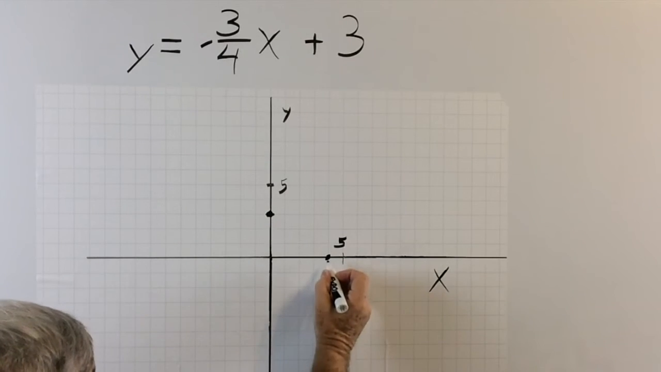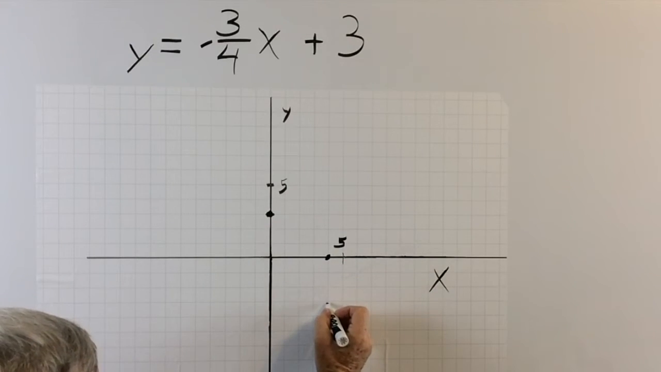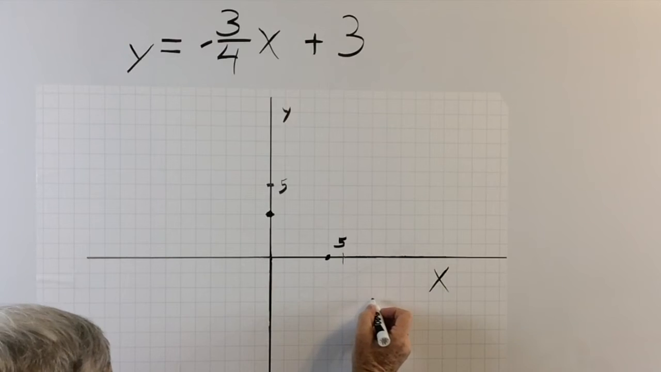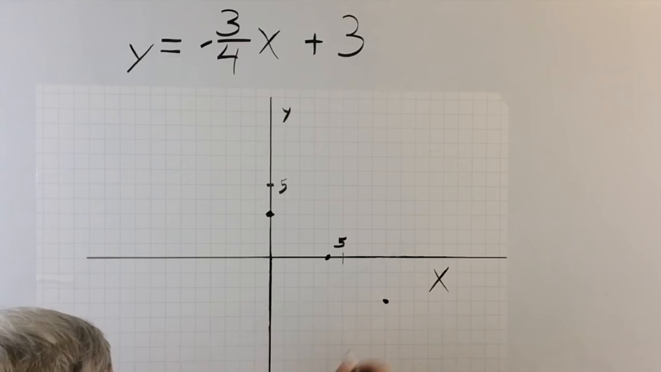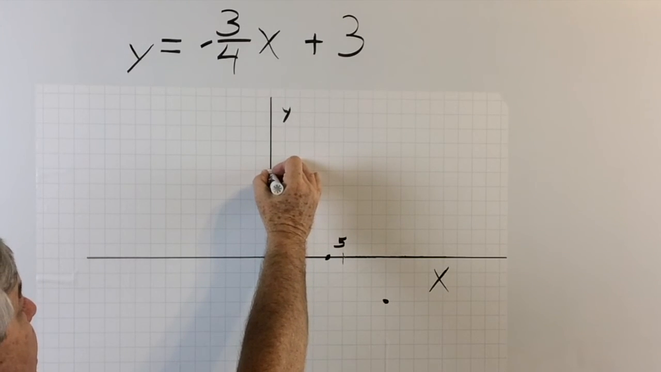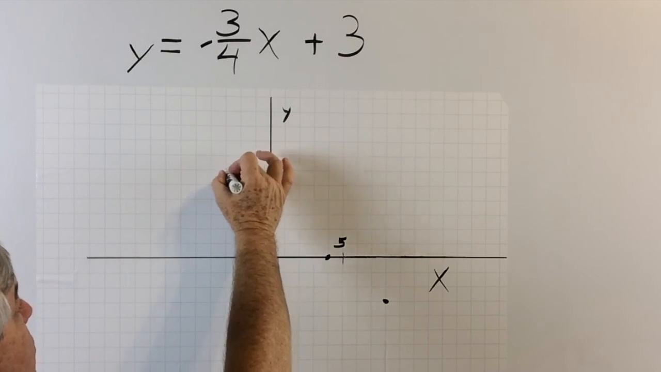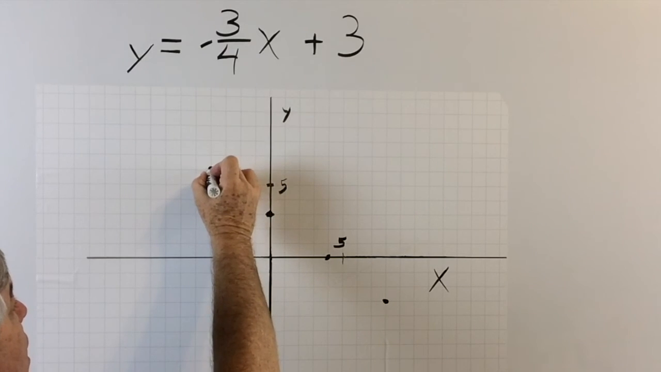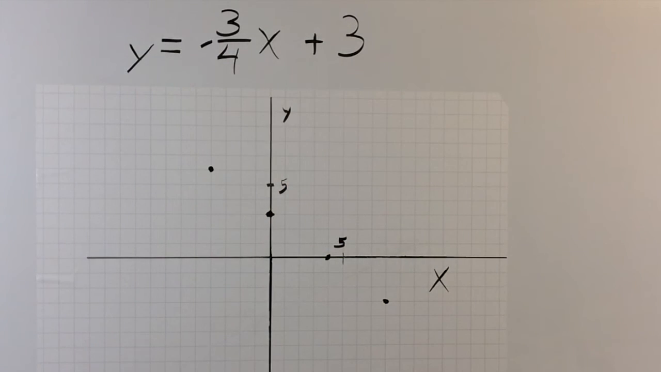Let's do that again, descend 1, 2, 3, run 1, 2, 3, 4. And then maybe I want to use 4 as the negative. So I'll rise positive 3 and run negative 4. 1, 2, 3, and in a negative direction, 1, 2, 3, 4. And as you can see, all those points line up. And that's our line.